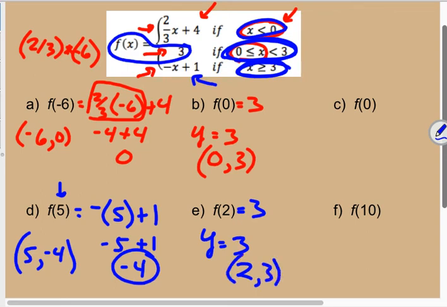I'll let you guys try number 10 on your own. You should get negative 9, so go ahead and try that.